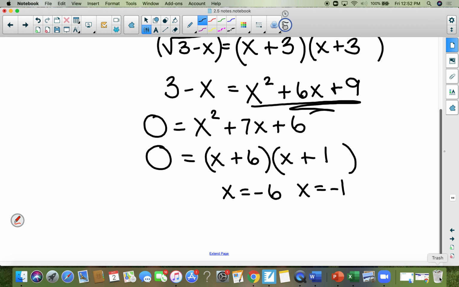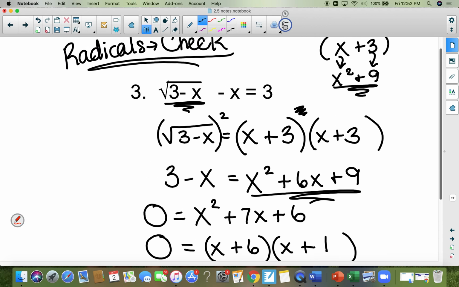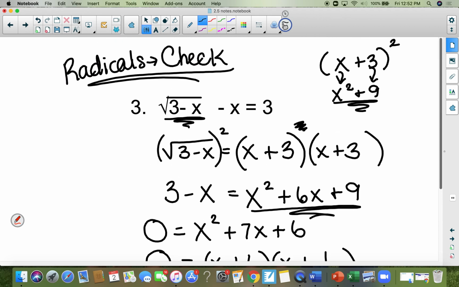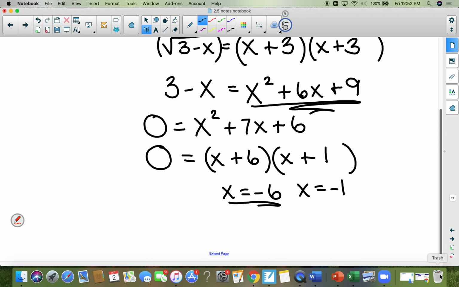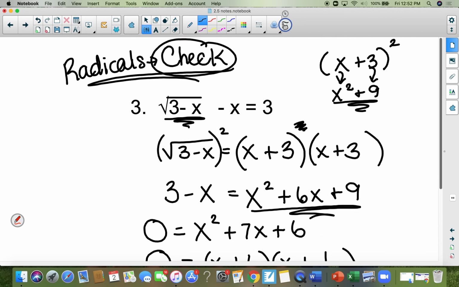Once you are done solving a radical equation, go back up to the top. Radicals must be checked. So my two answers were a -6 and a -1. I'm going to go back up into here, the beginning. Remember my answers. I had a -6 and a -1 were my two answers.